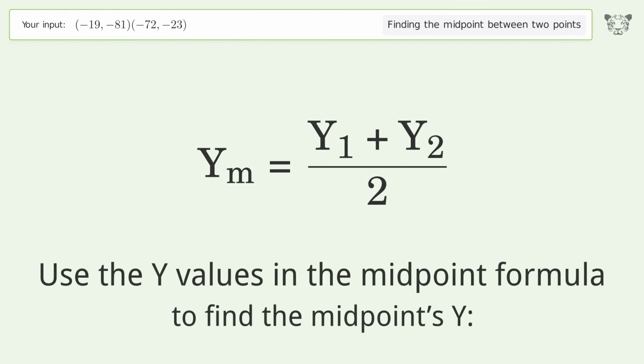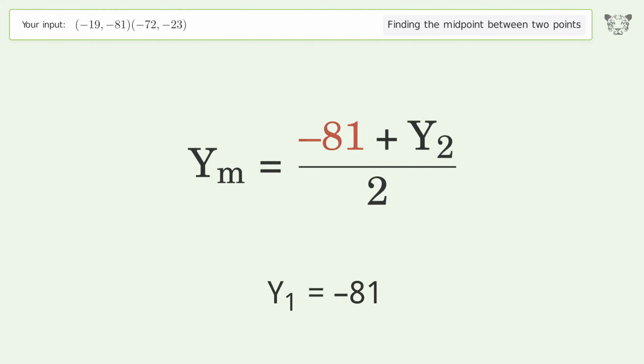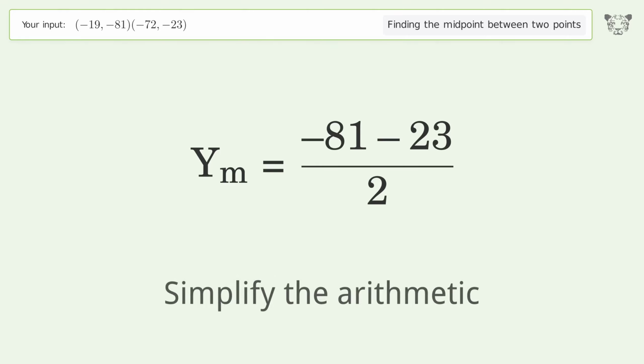Use the y values in the midpoint formula to find the midpoint's y. y1 equals negative 81. y2 equals negative 23. Simplify the arithmetic.